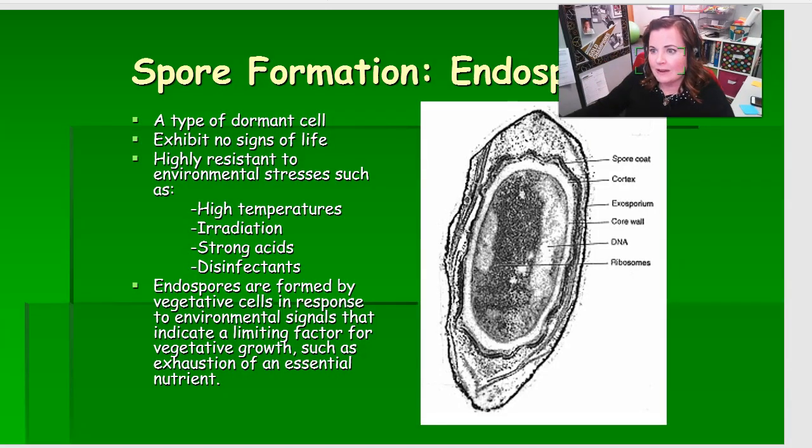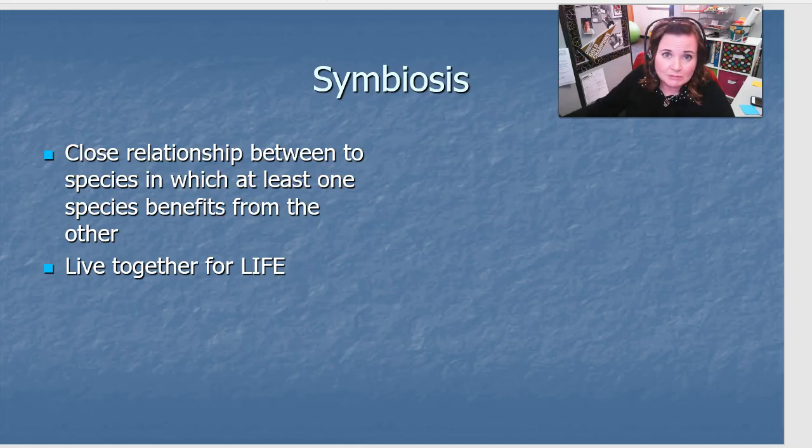And we also have spore formation. This doesn't happen with all bacteria, but some bacteria can form dormant spores that allow them to survive inhospitable conditions, like if the environment gets really, really harsh, so that they can still live and come back when the environment becomes more favorable. Bacteria can live in symbiotic relationships with organisms.